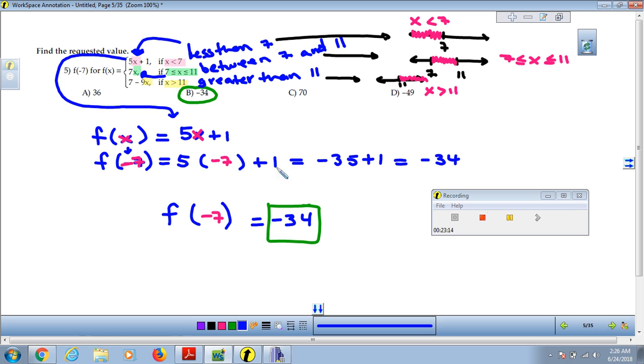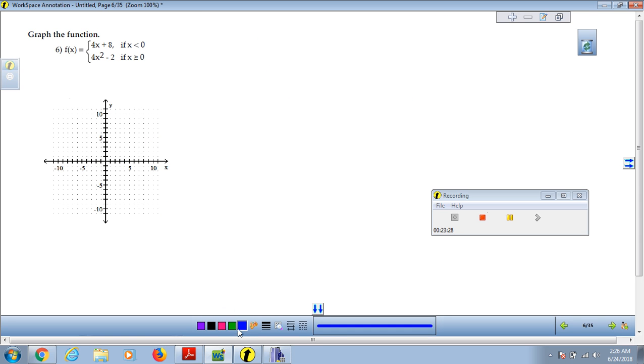How are you going to know where you're going to substitute the number? Because you're not going to substitute it in the 3 equations, only into one of them. This is graphing a piecewise function, not just putting in a number into an x. Here what you want to do is graph. So then, okay, how do I graph?